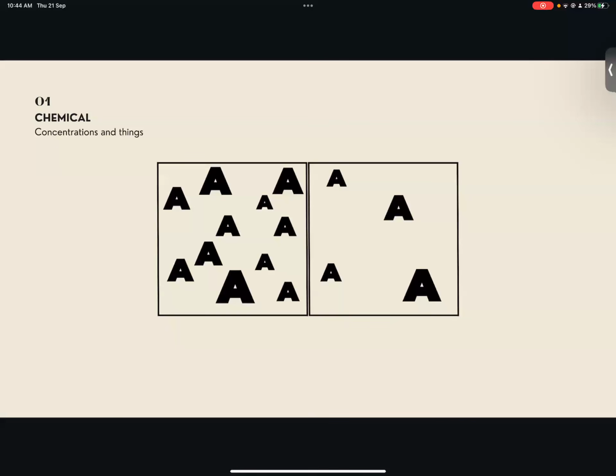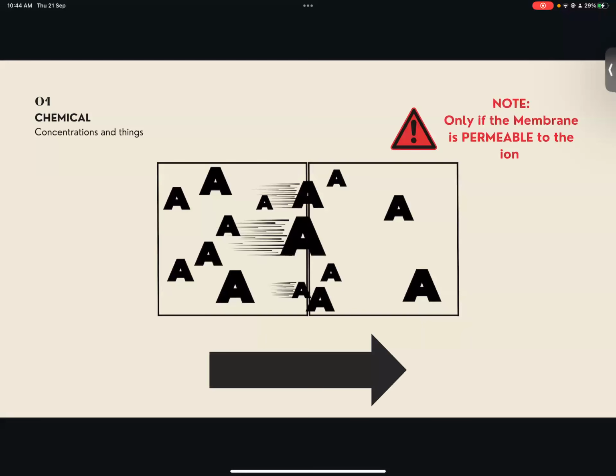That's because obviously you need to have these ion channels that are able to permit movement of these A's to and from the compartments. So that's the chemical aspect of things. Very, very basic. I doubt that many of you have trouble understanding this concept. Inshallah, you're all following along so far.